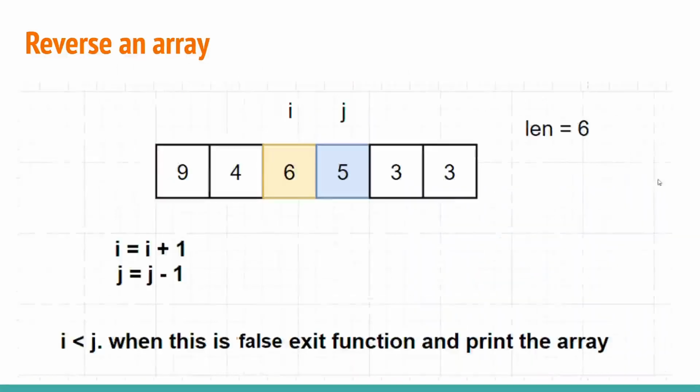Once the condition is false, that is I is not less than j, we need to exit the function and print out the array, and we'll get the array reversed.